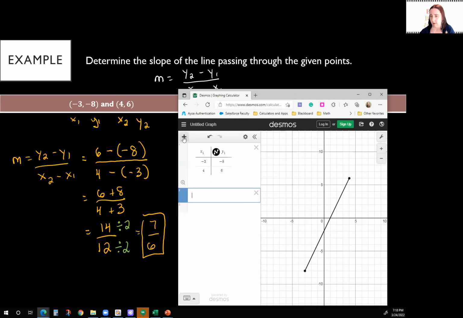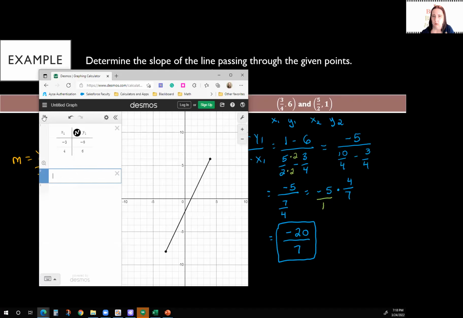Our other line has 3/4, 6, oops, 6, and then 5/2, 1. So this other line is in a different location. You know, we're not going through the same point. We've got two different lines, but this has a negative slope.